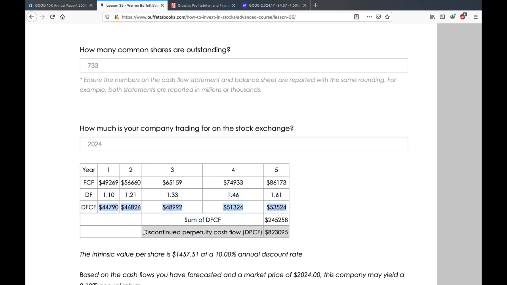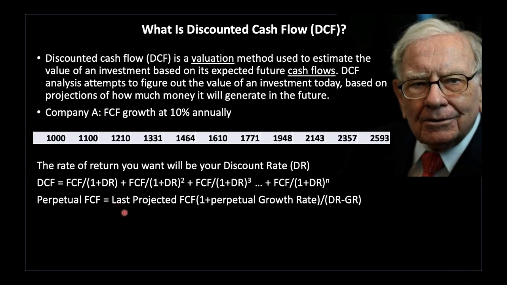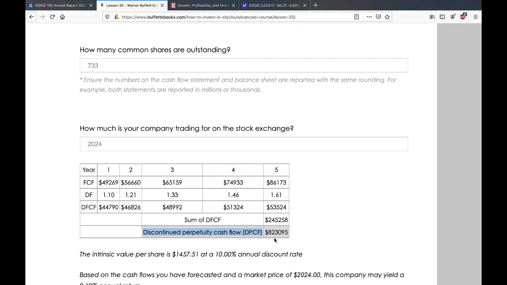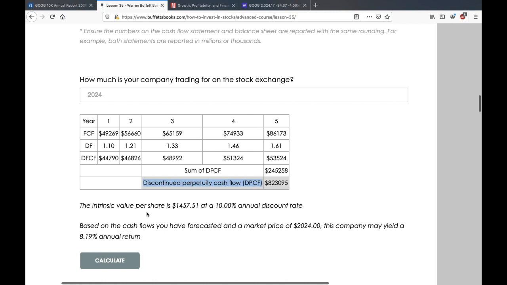And at the end, it also does the discounted perpetuity cash flow. Again, if you remember, this is the formula for calculating that, and it already uses this. So you don't have to do again anything. And you get the final discounted cash flow of $82 billion, discounted at the discount rate of 10%. So this means the intrinsic value per share for Google is $1,457 at a 10% annual discount rate that we used in this example.